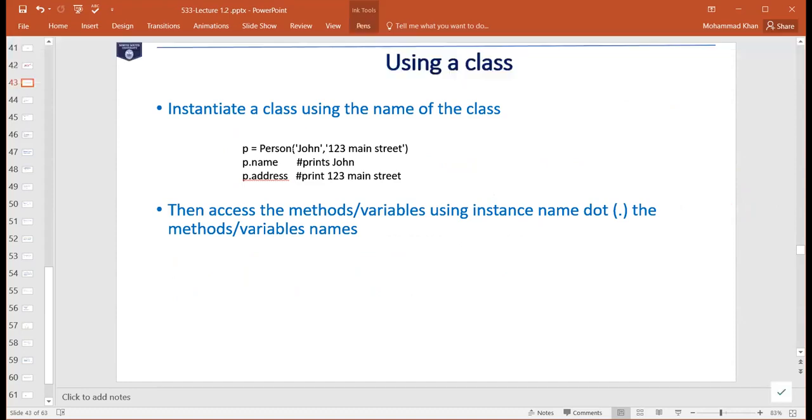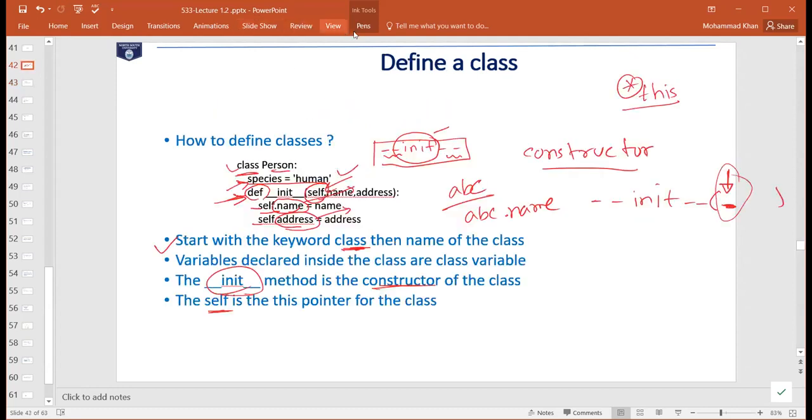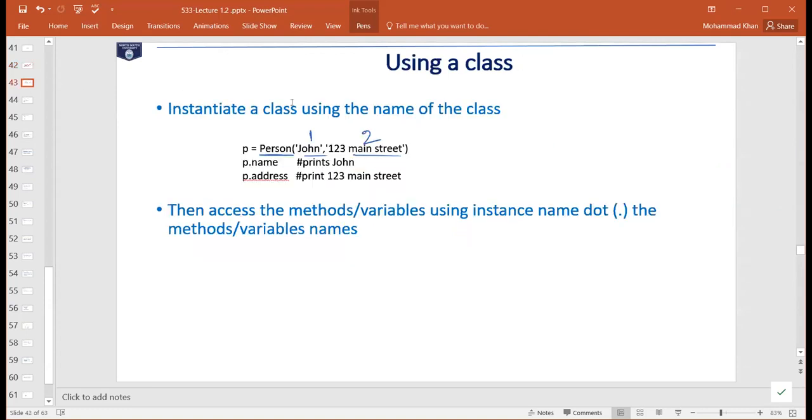Now to create an object of a class, we do not have to use the keyword new. We just use the name of the class and then the arguments. If we check, here we're using argument 1 and argument 2, but when we defined the constructor of the class, we had 3 arguments: self, name, and address. But when we are calling this class and trying to instantiate an object of this class, we are using only two arguments, 1 and 2. So we are not passing the self pointer.